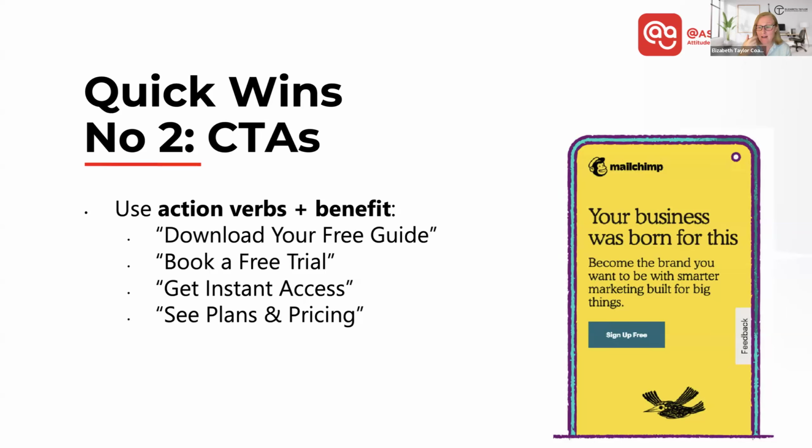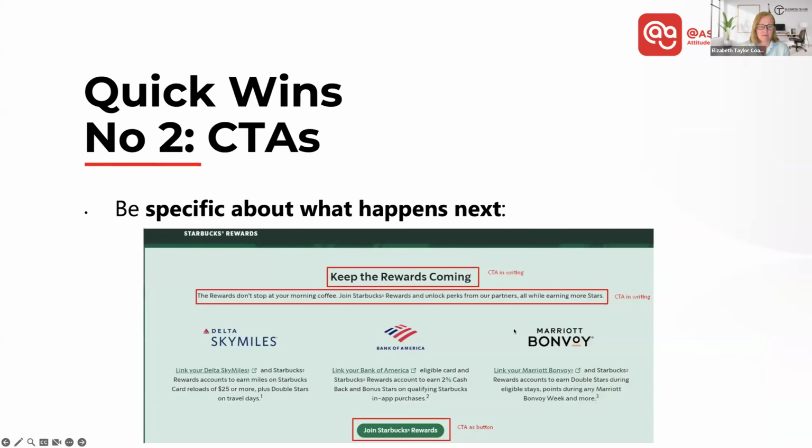Book a free trial to improve your marketing. Get instant access to see where people are looking on your website. So it's still clear. We're not being overly verbose, but we're saying what we want them to do in terms of an action word, and then we're also saying what the benefit to the customer is.